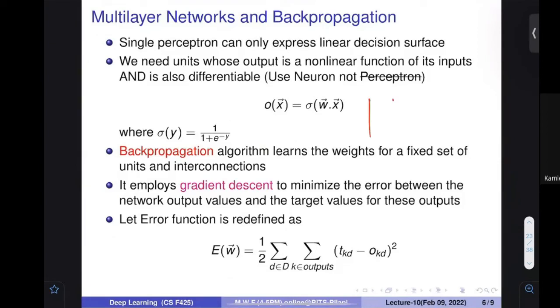However, in the general setting, we have seen that when there is a multi-class classification problem, when multiple classes are there.